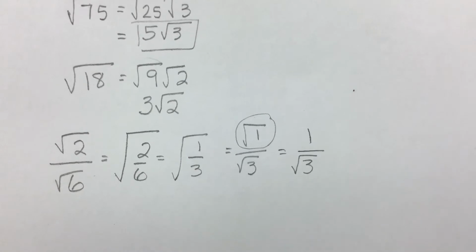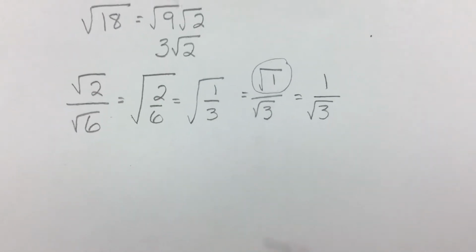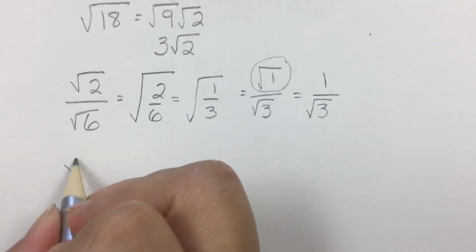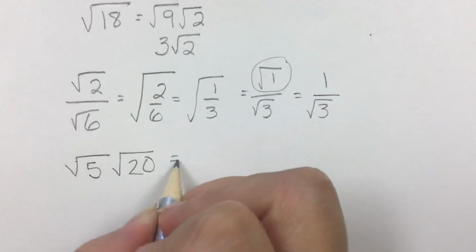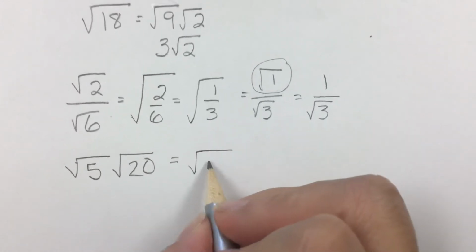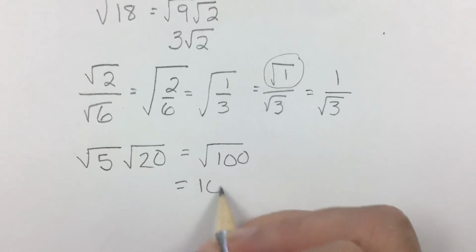For multiplying radicals, it kind of works the same way. What you're doing is just multiplying the two numbers. So, for example, the square root of 5 times the square root of 20. When you multiply those together, they give you the square root of 100. To simplify that, that is just 10.